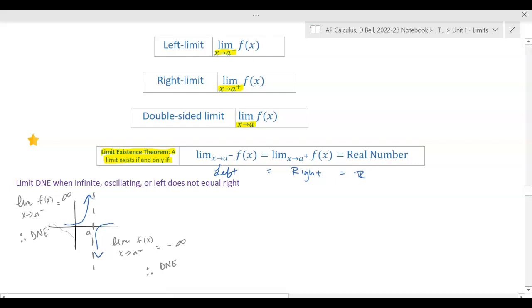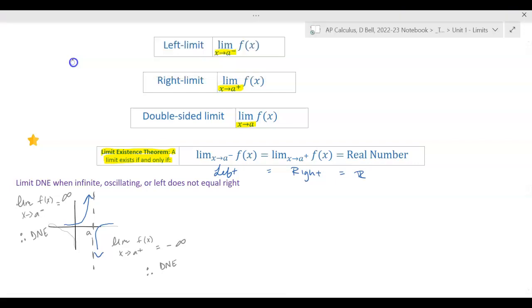So the limit as x approaches a does not exist, one, because the left and the right don't match, but two, even if they did match, if they were both going to positive infinity or both going to negative infinity, it still would not exist because it's not approaching a real number. It's continuing in that direction.